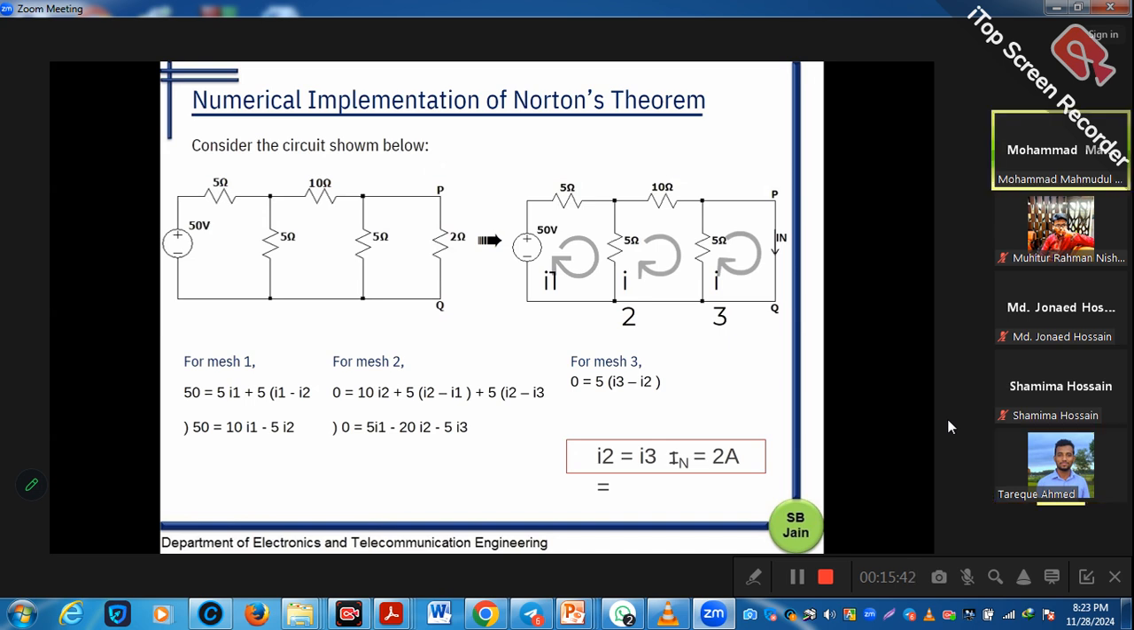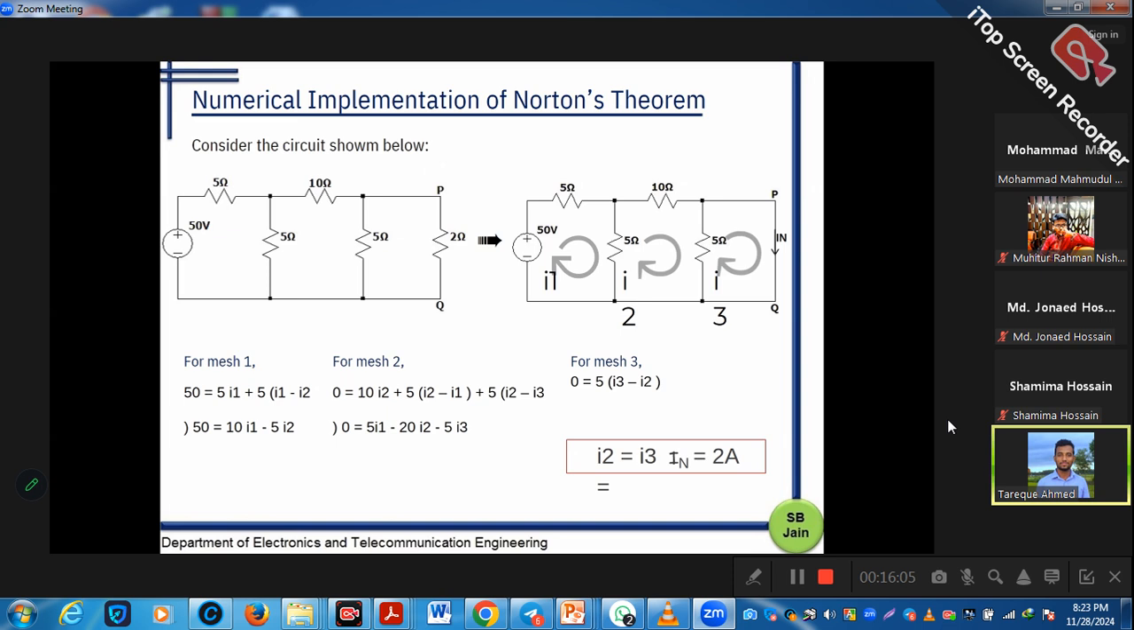Mr. Derek, I am asking you a question. You know, what is the difference between the Norton equivalent resistance and Thevenin's equivalent resistance? Is there any difference between Norton's equivalent resistance and Thevenin's equivalent resistance?